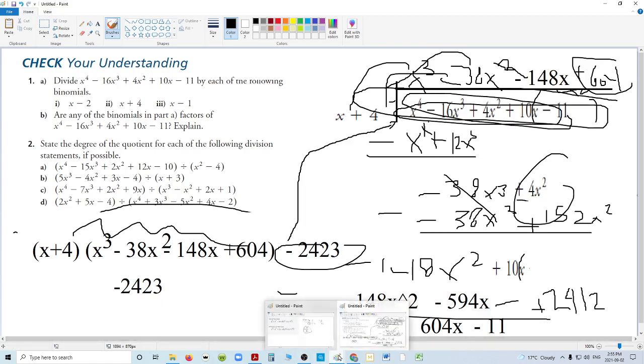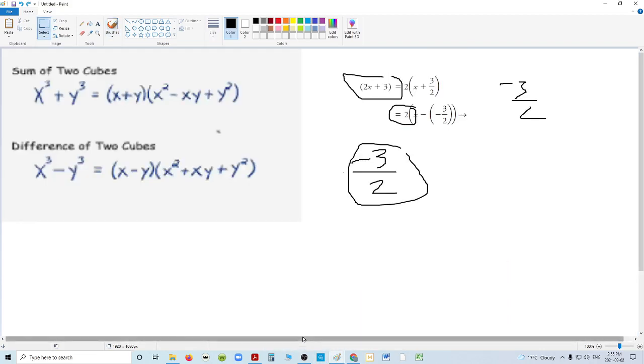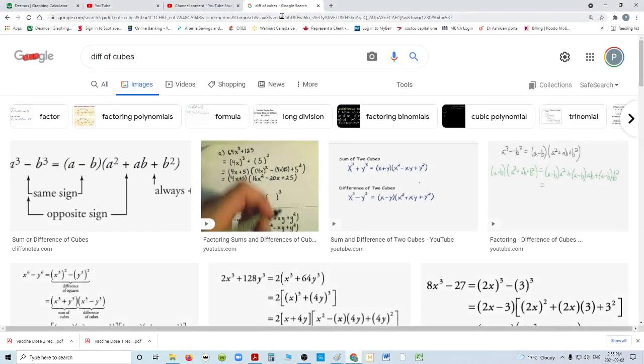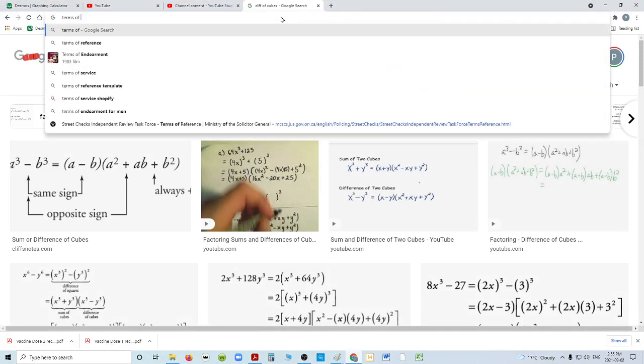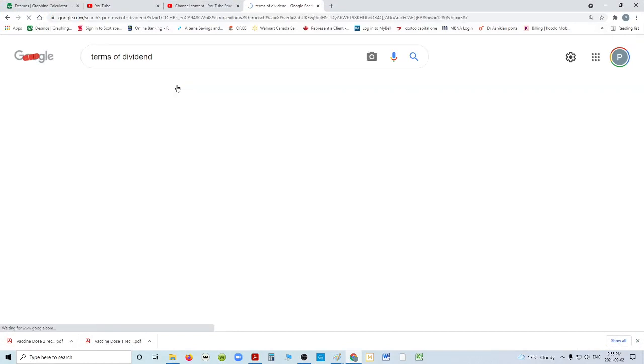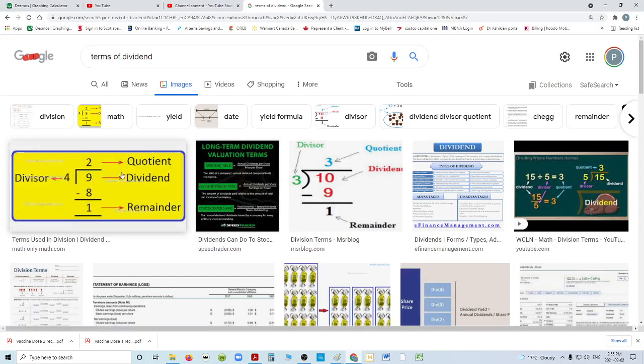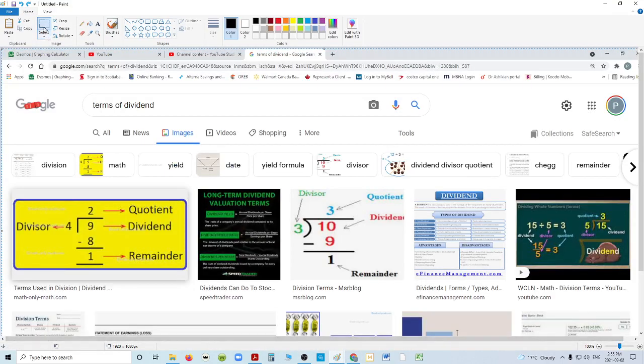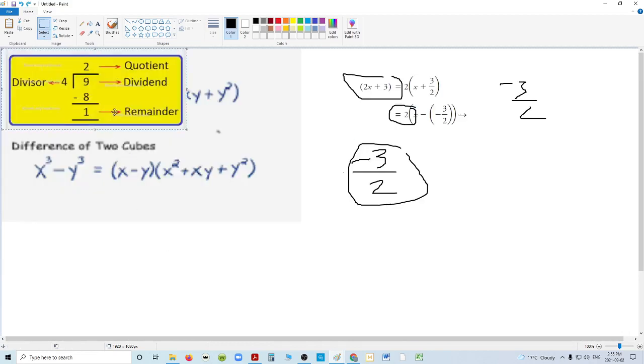And again, try to remember your terms for various things. And if you ever forget it, you can just go terms for dividend and click on images, and you should see all three explained. Yeah, quotient's up top, dividend's in there, and 4 is the divisor, and the remainder's there. So it's important that you remember those terms because you will have to express it in words sometimes. So there we go.